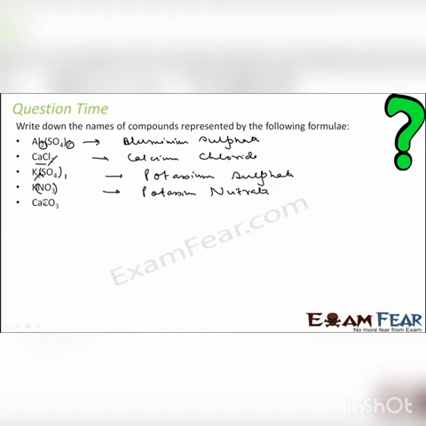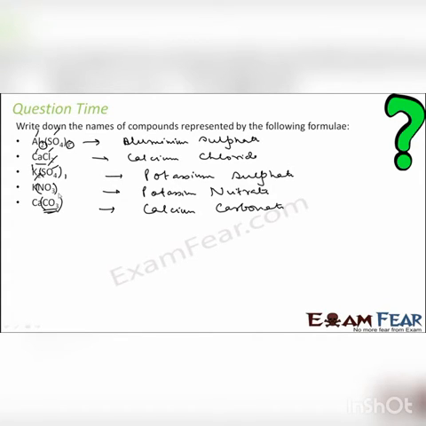CaCO3. Again, CO3 is a polyatomic ion. Ca is calcium, and this is carbonate. So the only challenge here is to understand which is a polyatomic ion in case it is one and the brackets are removed. That is the only tough scenario. Else, if the brackets are there, you can actually know this is aluminum, this is sulfate, this is calcium, this is chloride, this is potassium, this is sulfate.